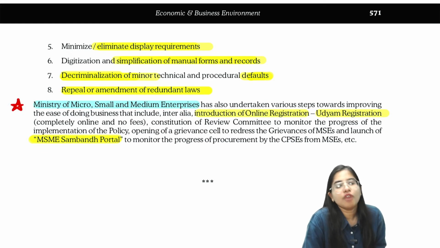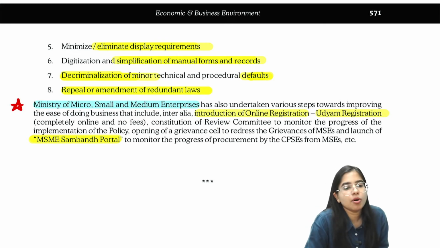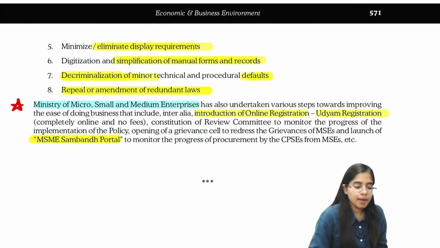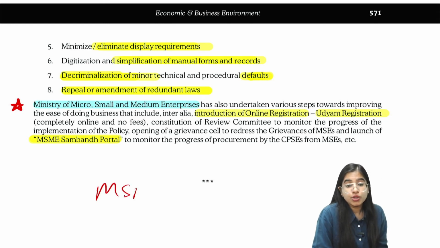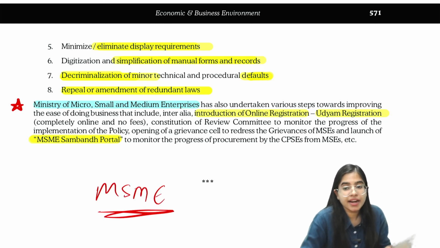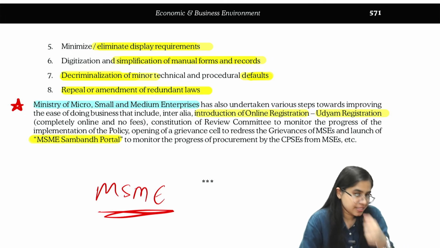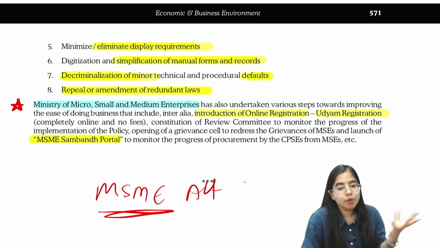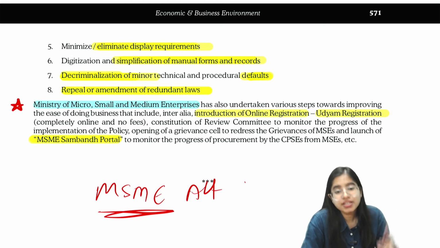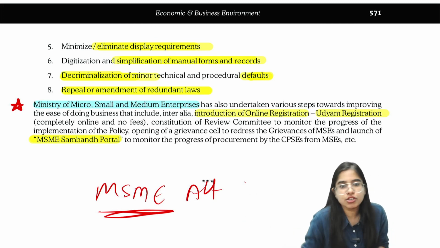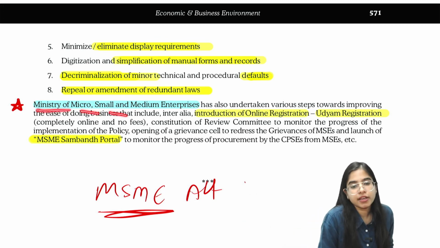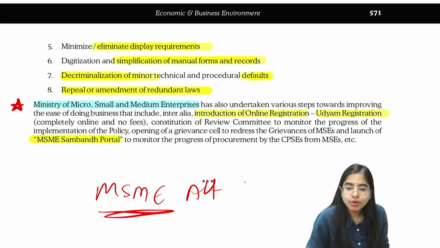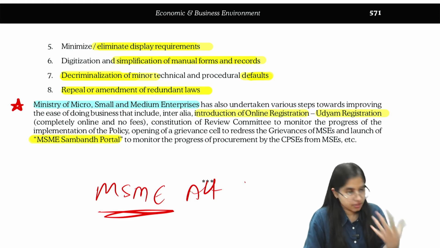Lastly, Ministry of MSME. Have you ever heard about MSME? Micro, small, medium enterprises. You will study the MSME Act in Executive. I'll teach you. There is a proper MSME Act, and there is a proper dedicated ministry for MSME, which is known as the Ministry of Micro, Small and Medium Enterprises.